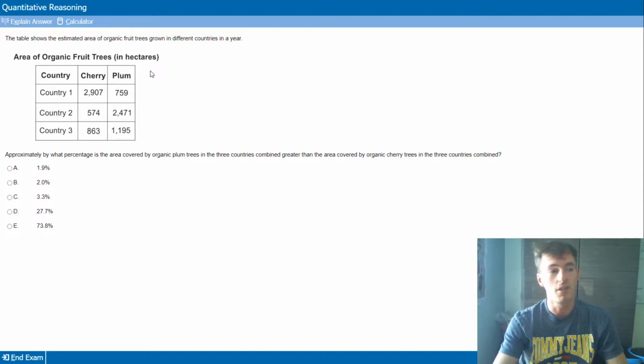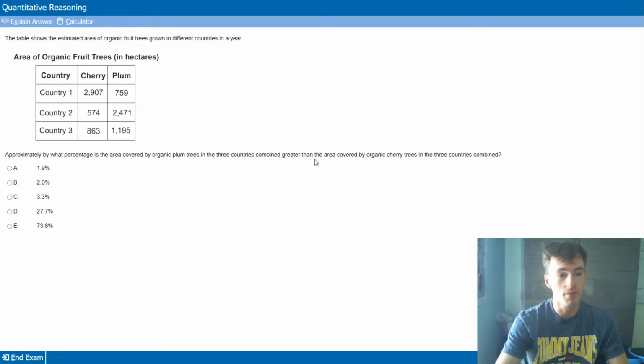Okay, we're going to do a percentage question now. This question gives us a table with 3 countries showing us the amount of hectares of cherry and plum trees in each country, and the question is asking us by what percentage is the area covered by organic plum trees in the 3 countries combined greater than the area covered by organic cherry trees in the 3 countries combined. So it's saying about all of the numbers combined, so we need to add all of these up together.